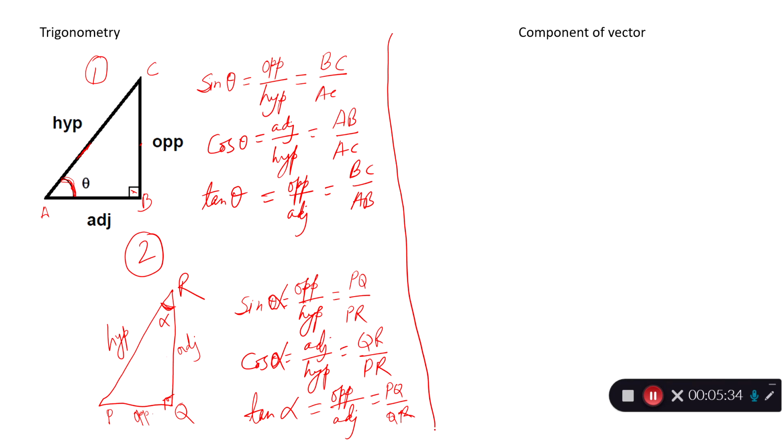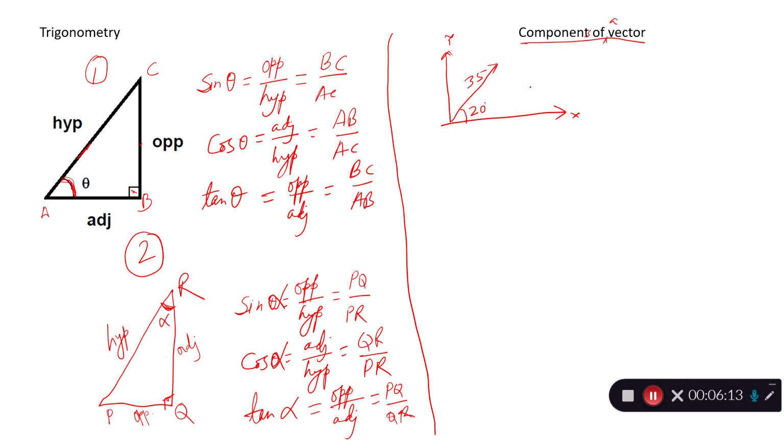Now let's go back and look at how you make components of a vector. I'm making a rectangular resolution, so I'll make two components. Let's say the angle is given with the x-axis. This is the x-axis and this is the y-axis, and let's say I'll make a vector with a magnitude of 35. The angle is given with the x-axis, let's say 20 degrees.